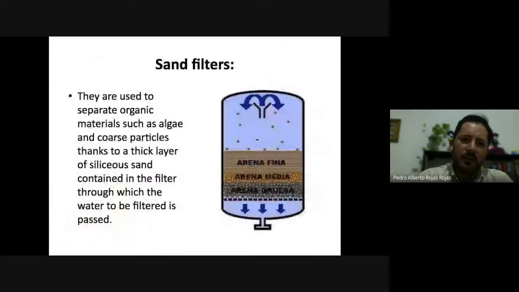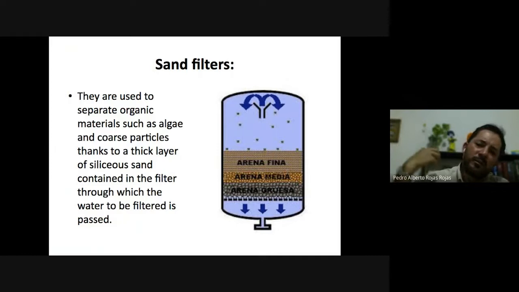So in the unit of filtration, you have different kinds of filters. The sand filters, which are the most common filters in agriculture, are used to separate organic materials such as algae and coarse particles. This is possible because of a thick layer of siliceous sand which the filter contains; the water passes through and is filtered to use it for the equipment to apply to the crops.